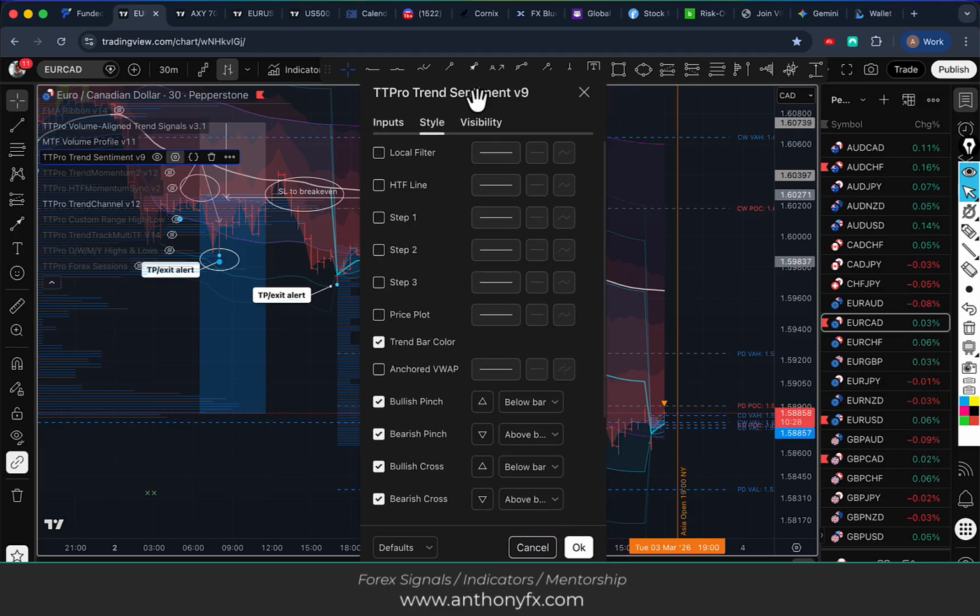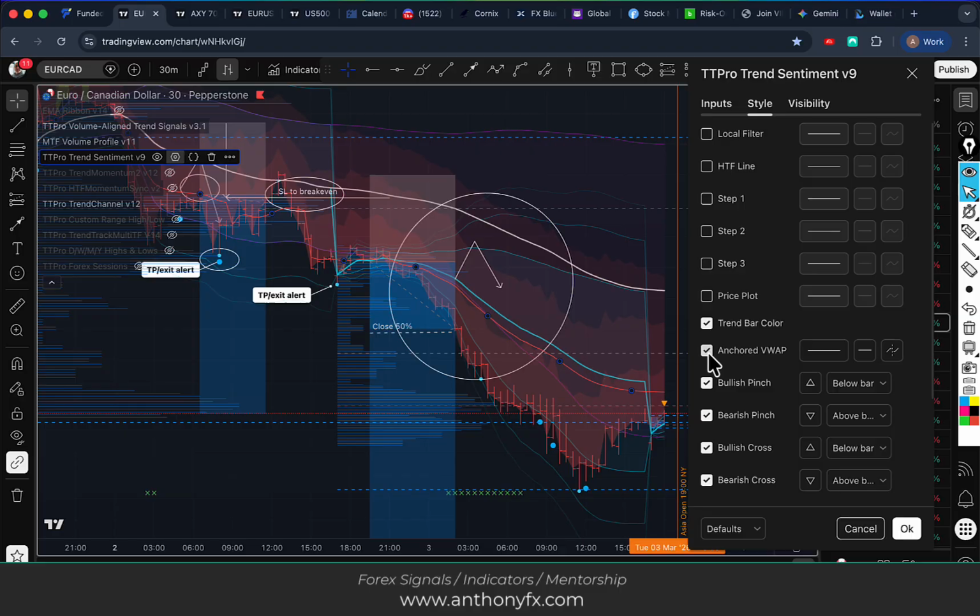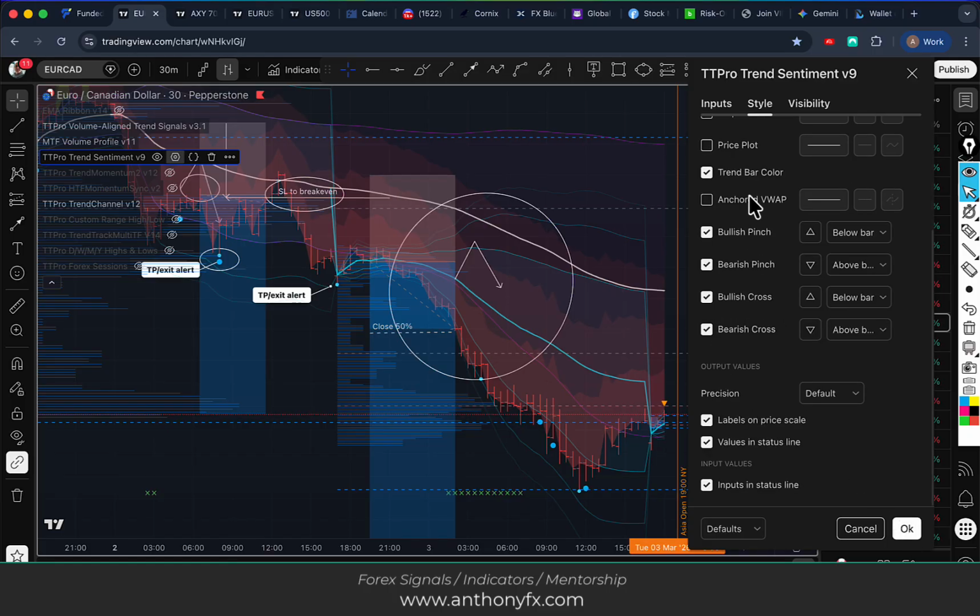Anchored VWAP. Now this is cool. You don't need to put it on, but that's anchoring from back in here, the red line. Right. The indicator will give you the breakout of that. Right. That'll anchor on the previous high or low generally. So I'll show you that.